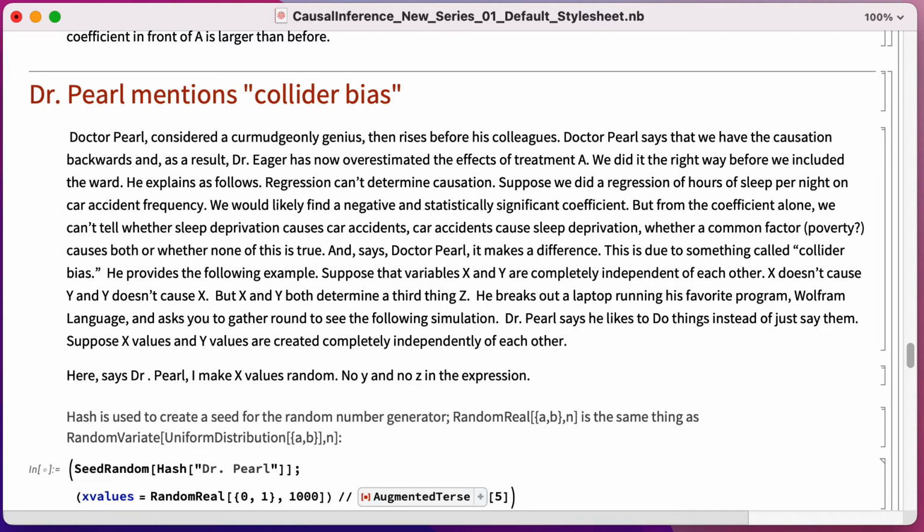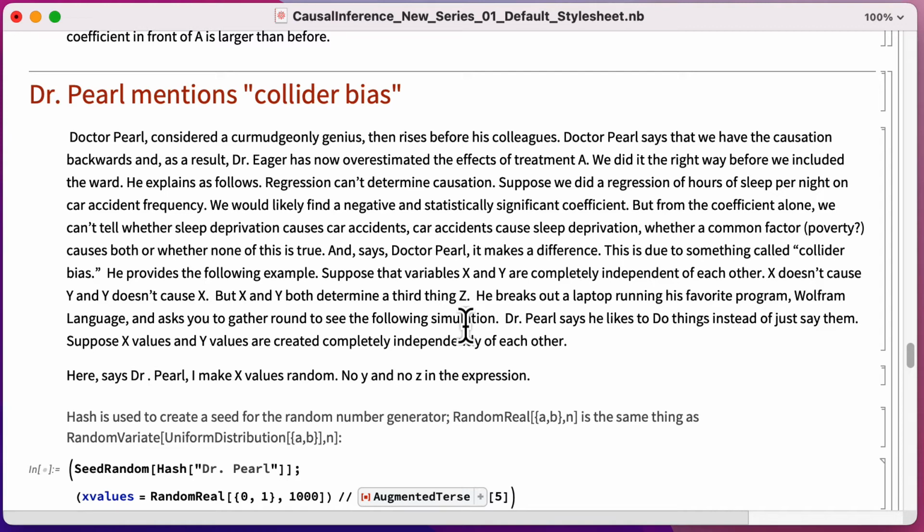All right, and now someone else speaks up at this meeting of hospital researchers. It's Dr. Pearl. He's considered a curmudgeonly genius, and he says, no, no, no, you've got the causation backwards, and as a result, Dr. Eager, you've overestimated the effects of treatment A. Jane did it the right way. Here's what Dr. Pearl explains.